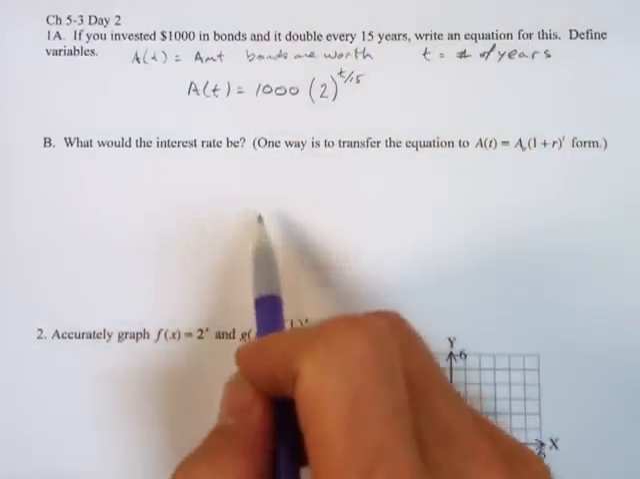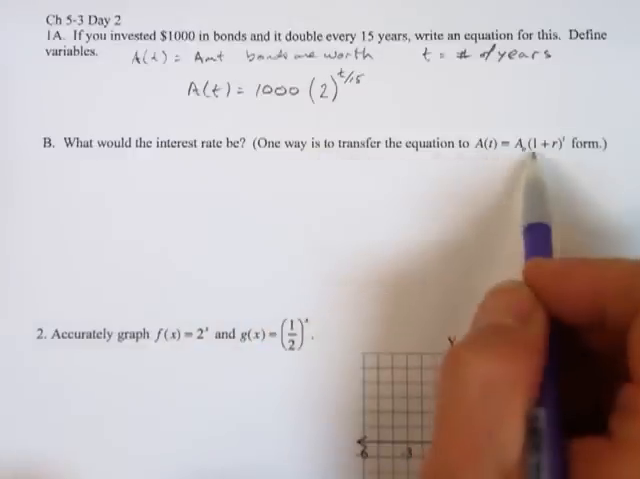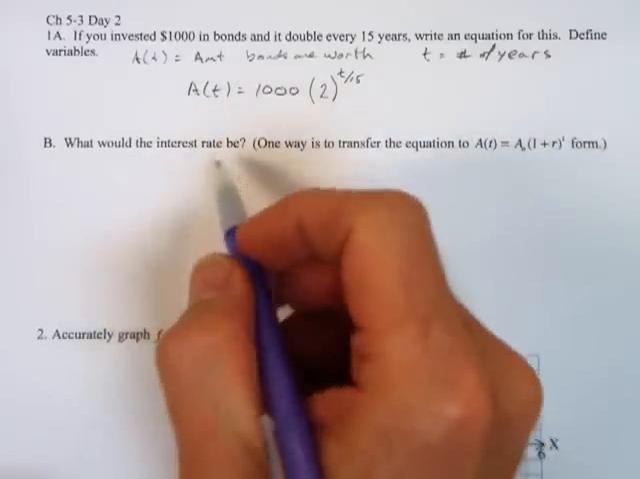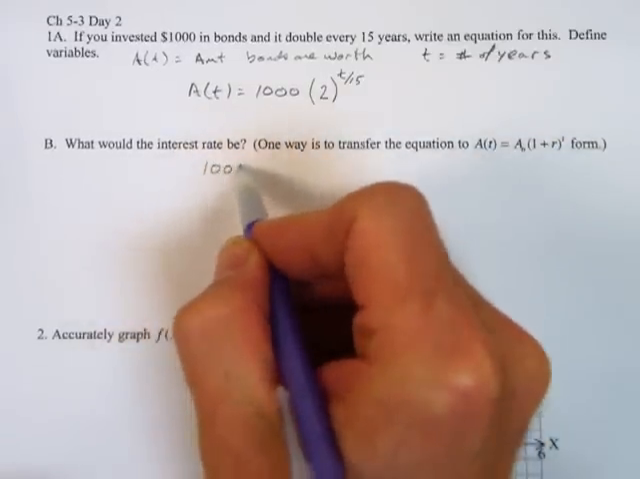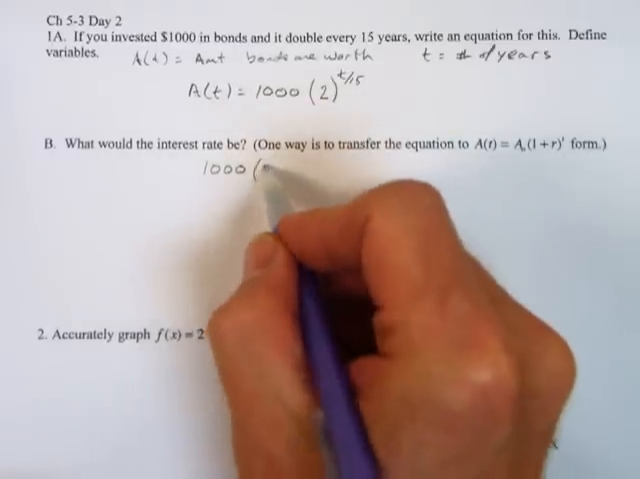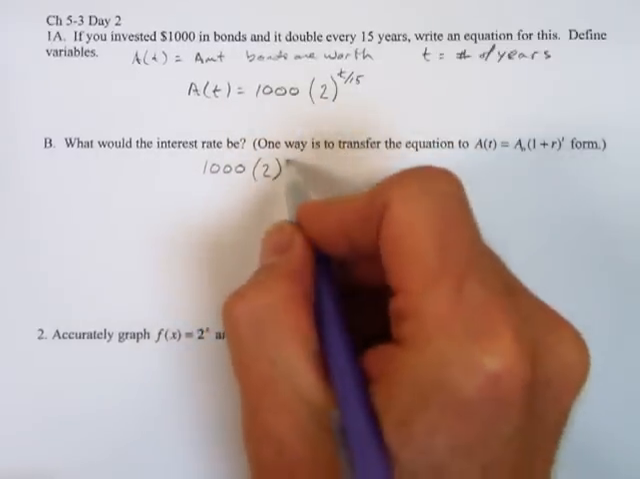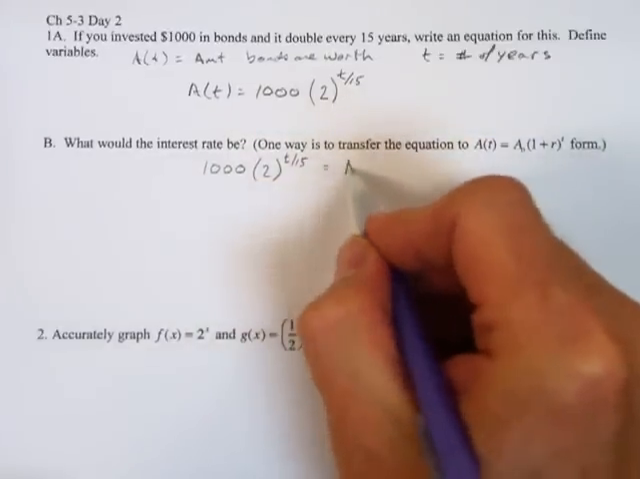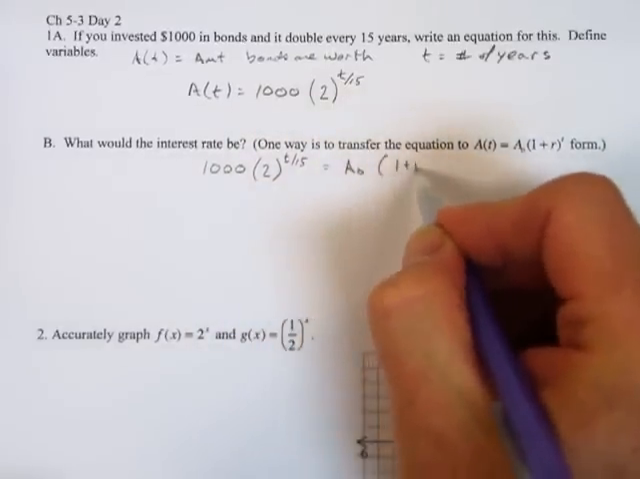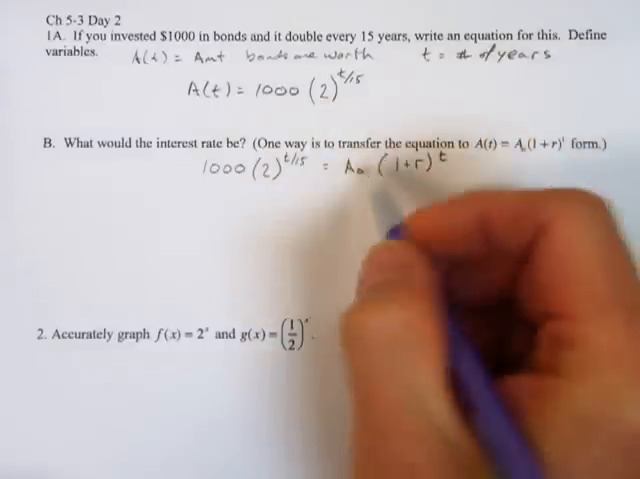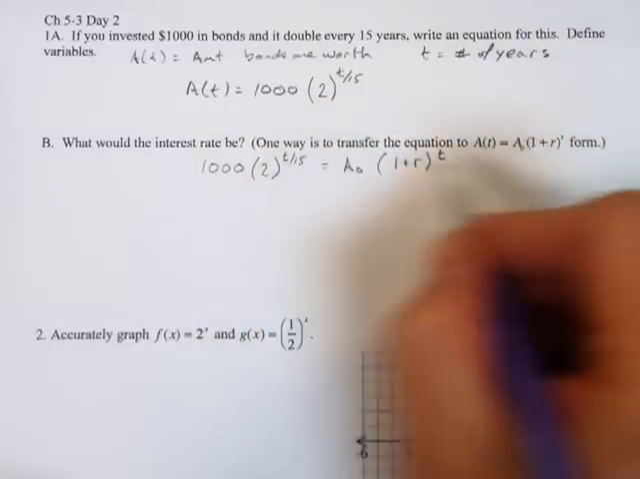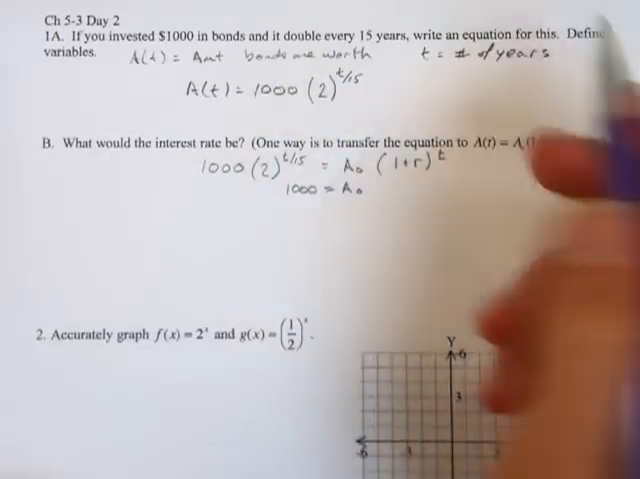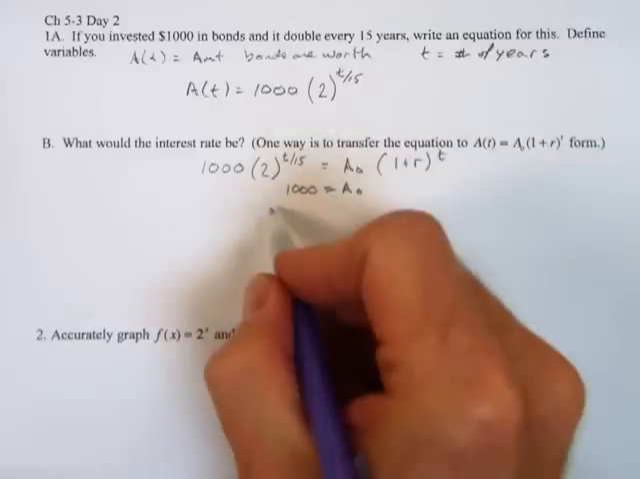What would the interest rate be for this? What we need to do basically is transfer it to this form, and there are multiple ways that you can go about doing this. One of them is just to look at it and say something like this: 1,000 times 2 to the t over 15 is going to equal a sub 0 times (1 plus r) to the t. Well, this is telling us that 1,000 equals a sub 0, and you already know that. Now, how do I deal with the rest of this?